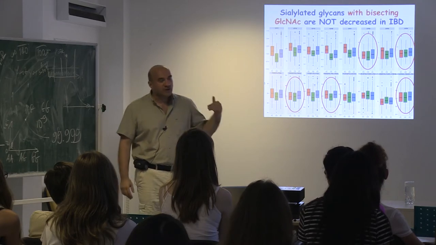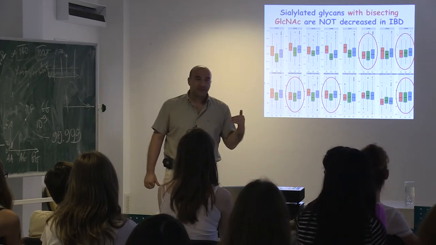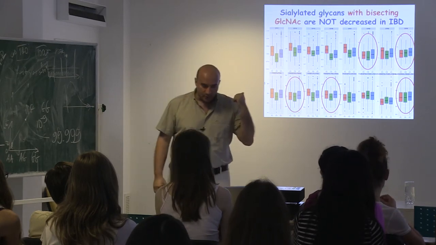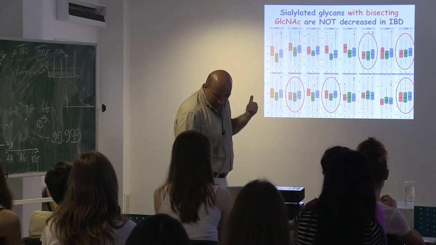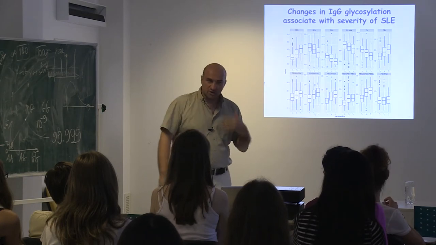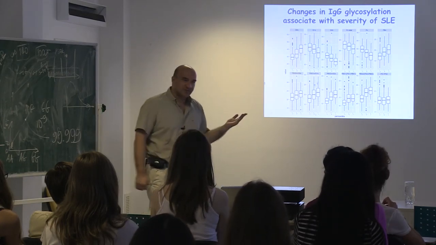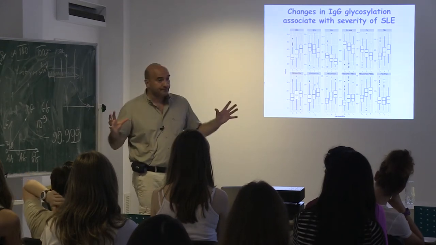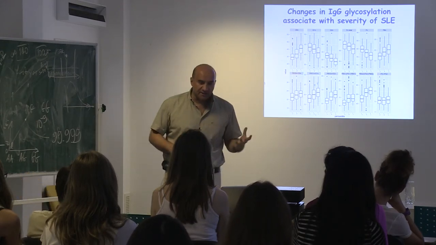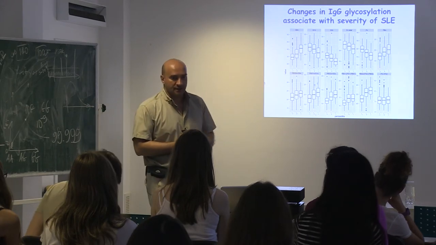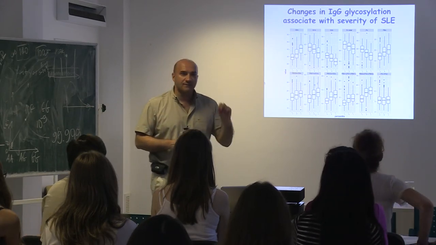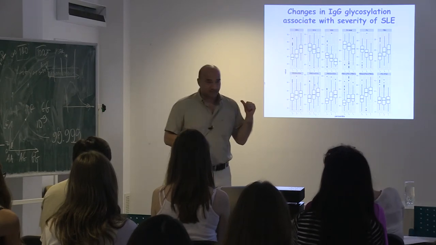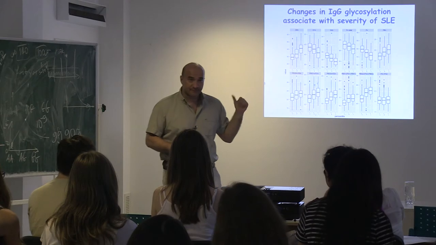not on glycans which do have bisecting GlcNAc. And this is something we don't understand at the moment. And we are seeing actually the same thing in lupus, which is another inflammatory autoimmune disease. And this is that patients are very different. But the bisecting GlcNAc is interesting. And we know very little about the role of bisecting GlcNAc in IgG function. I haven't said anything about it now.